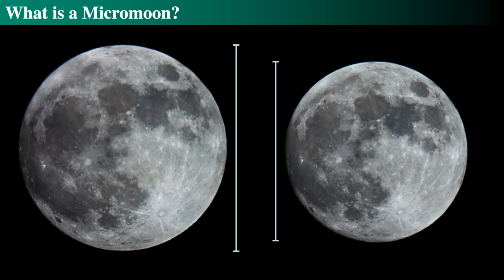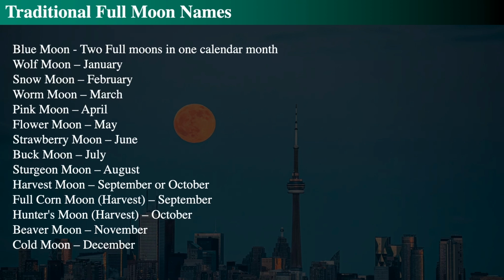And it's not just because it's low to the horizon either. Having the moon low to the horizon is a psychological trick, not necessarily a reality trick. That's kind of fun. But supermoon, micromoon, what other moon names? Well, there's blue moon, wolf moon, snow moon, worm moon, pink moon, flower moon, strawberry moon, buck moon, sturgeon moon, harvest moon, full corn moon, hunter's moon, beaver moon, and cold moon. All of these things are very traditional. They come from the Farmer's Almanac.